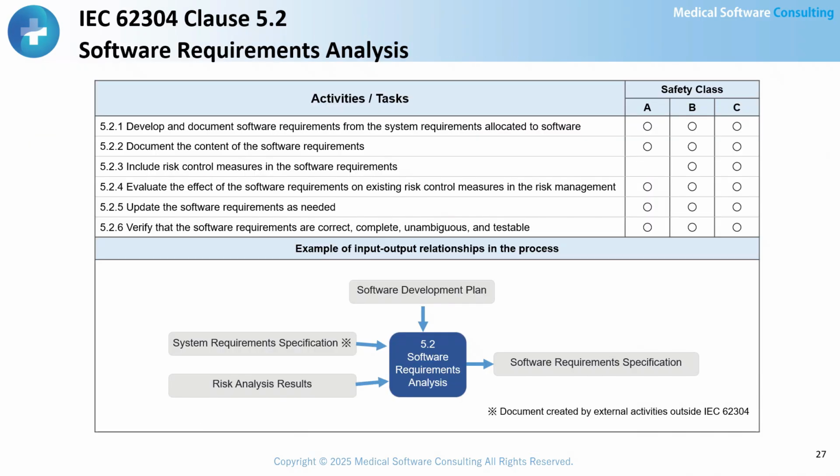In the process of software requirements analysis, we take the system requirements and the results of risk analysis as inputs, and then create the software requirements specification. System requirements describe the needs of the entire product, system, or service. Risk analysis is performed according to ISO 14971. If risk control measures need to be implemented through software, these requirements are documented in the software requirements specification.